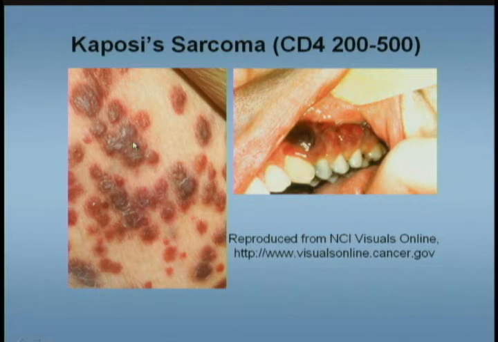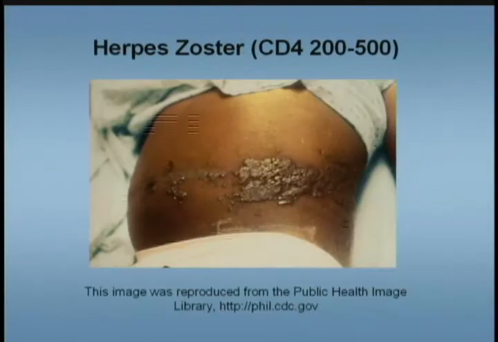Kaposi's sarcoma is secondary to the organism human herpes virus 8. Human herpes virus 8 does not have a particular antiviral to it. We don't treat it with herpes drugs. Kaposi's sarcoma is treated by fixing the HIV. If you give 2 nucleosides and efavirenz, or 2 nucleosides and a protease inhibitor, and raise the T cell count, you will notice that as the T cell count goes back above 200, the Kaposi's will disappear.